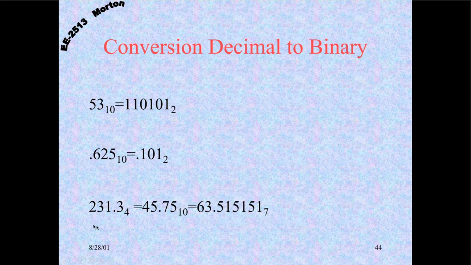And then, just for fun, we'll show you how to do 231.3 base 4 to base 7. Now, to do this, because we're constrained to only use decimal mathematics, because our heads only grasp decimal mathematics, and we can't think in terms of any other mathematics, we have to go through the base 10 number. So we have to convert 231.3 base 4 to 45.75 base 10 to 63.51515151515151 and so forth base 7. Now, we just truncated it.